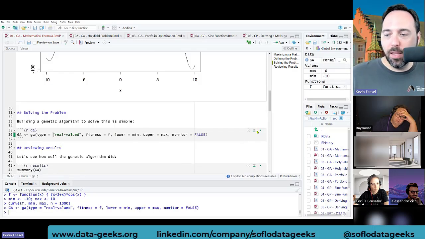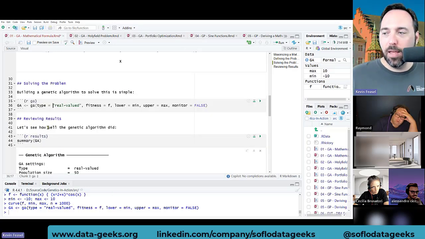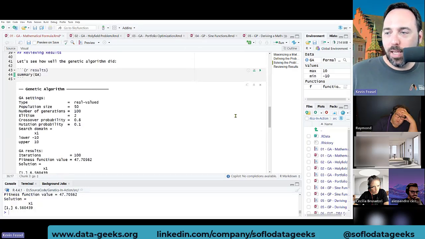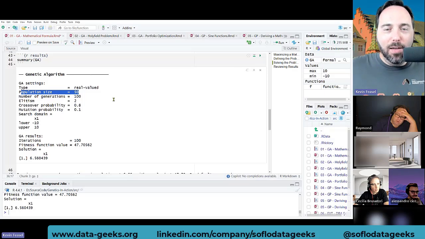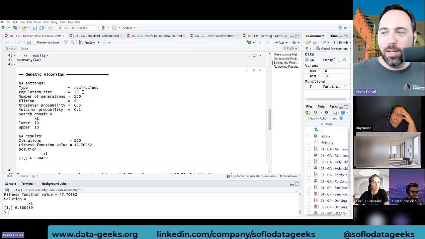And if I run this, it won't take too long. Looks like it's already done. So I can hit summary, and we can see that my population size was 50. So I had 50, think of this as 50 animals, 50 candidate solutions. I would go with animals if you want to think of this like a nature case, and 100 generations. So we've got these 50 animals.